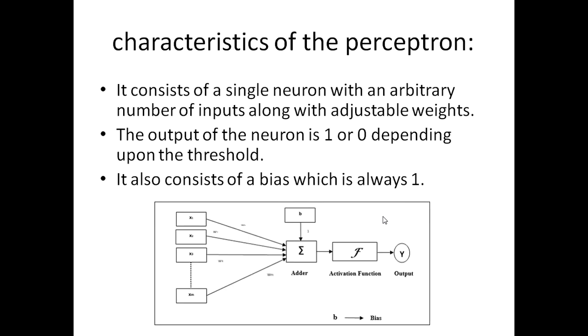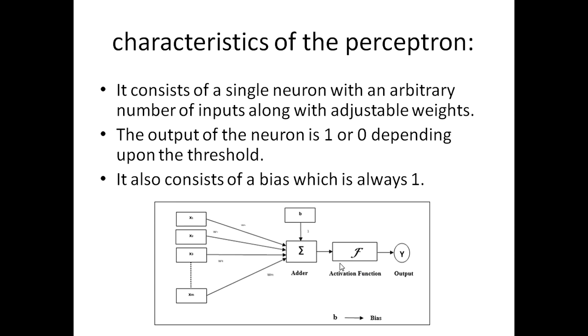What are the characteristics of the perceptron? It consists of a single neuron, like in this case, this particularly says a single neuron. It has one single neuron, but inputs are arbitrary. We can have as many inputs as we want, and they have adjustable weights. This is the difference between the perceptron and the MP neuron: the weights here are adjustable. While in the MP neuron, we don't have the concept of weights, or even if we put weights, they are the same weights throughout. Second, the output of this neuron is 1 or 0. That means it will present a binary output depending upon the threshold. We have already discussed what the value of the threshold will be.